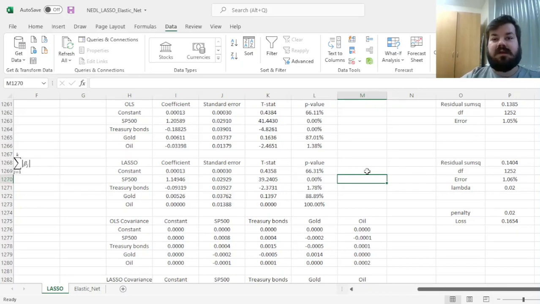And that's all there is for the LASSO least absolute shrinkage and selection operator and its application in Excel.